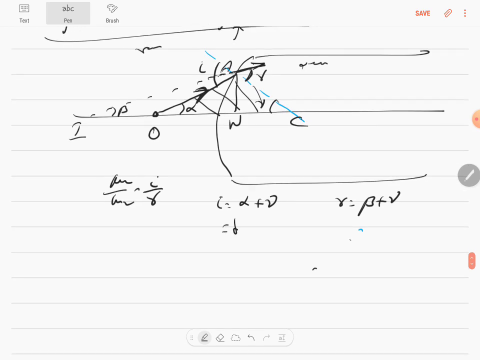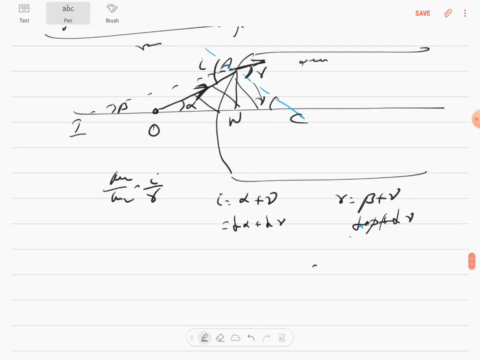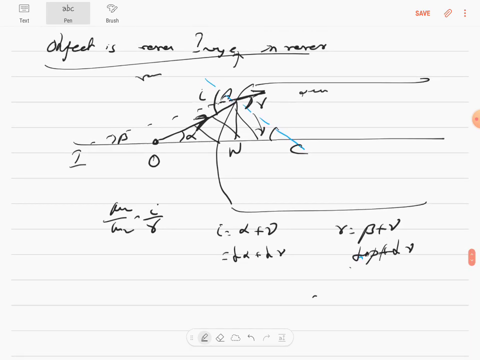You can write it as tan alpha plus tan gamma and tan beta plus tan gamma, and proceed the same way as it is. Only the diagram is the crux. The rest of it is something you can do by yourself. Here again, it's object and image. It's a convex spherical refracting surface. The object is in the rarer and image is also in the rarer.